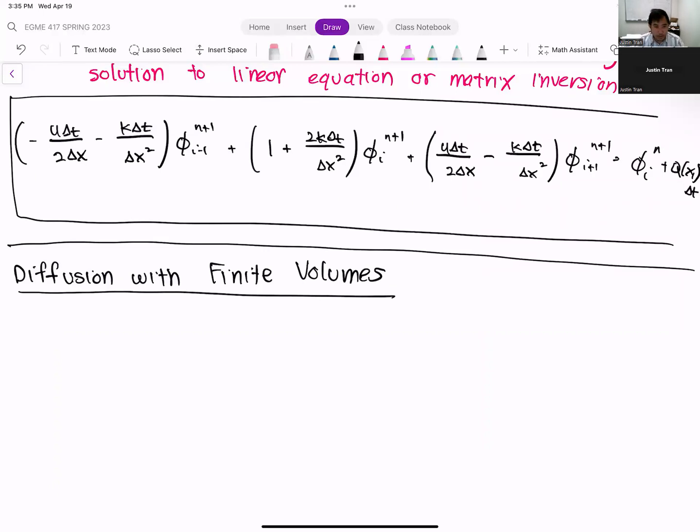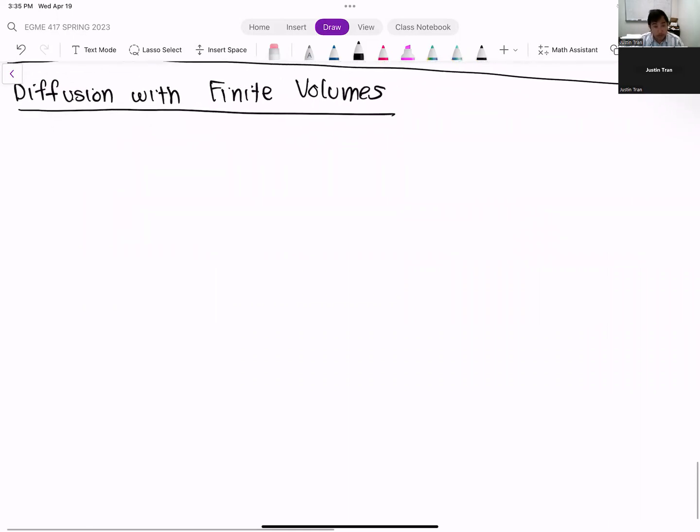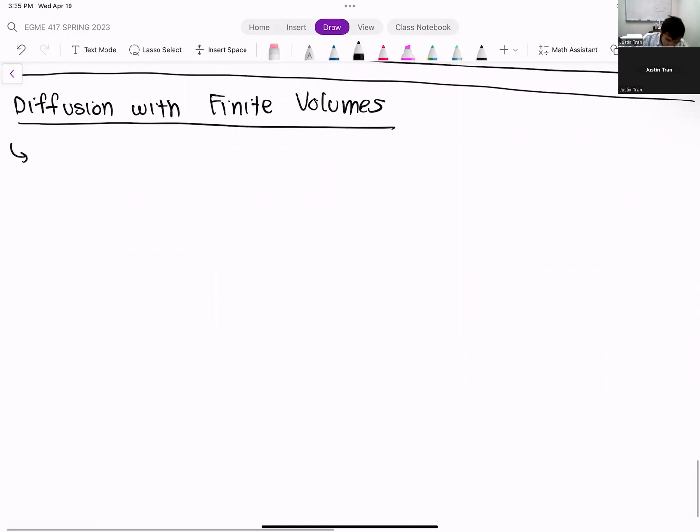Okay, so let's go ahead and review diffusion with finite volume. But first, we have to review what finite volumes are just in general. Finite volumes is kind of a whole new technique. That's kind of the whole theme of this midterm, that we're learning new techniques, whereas in the first midterm we were applying the same finite difference technique to basically every different kind of problem. So finite volumes is kind of an alternative to finite differences.